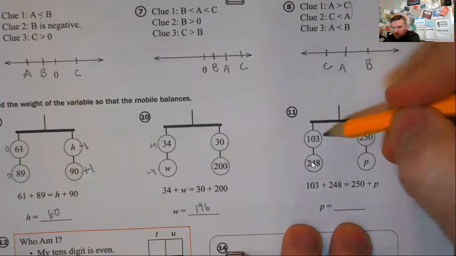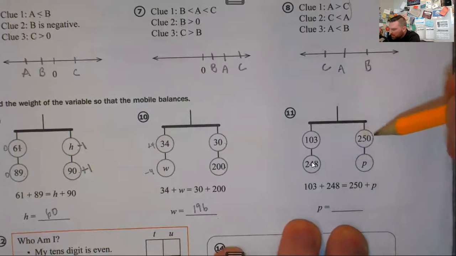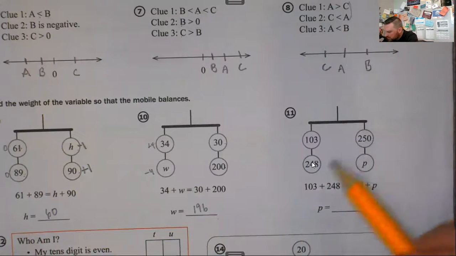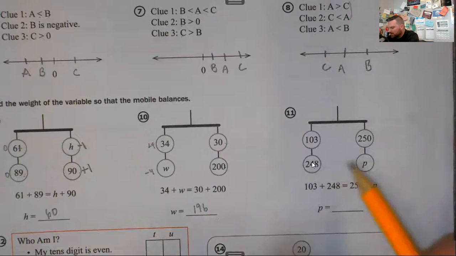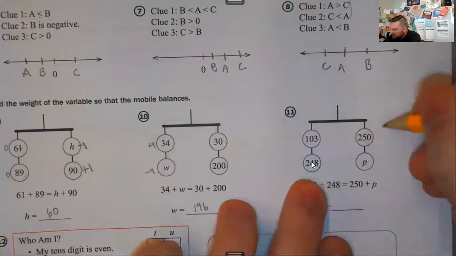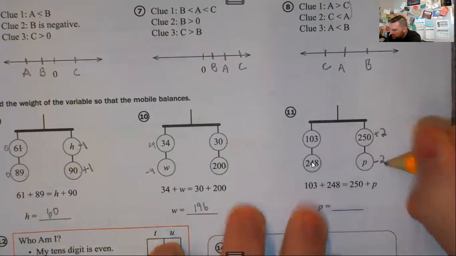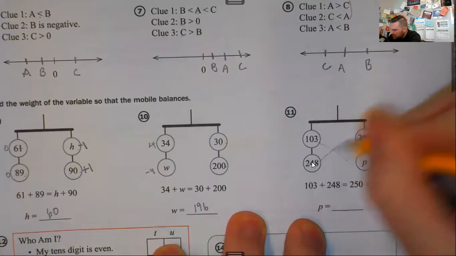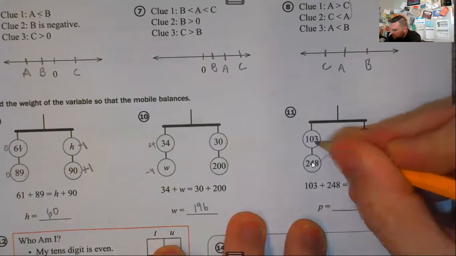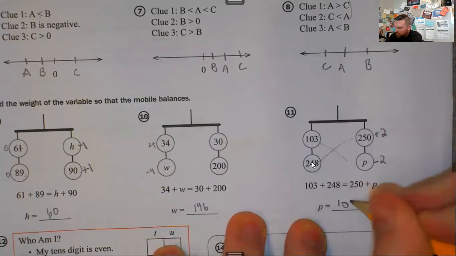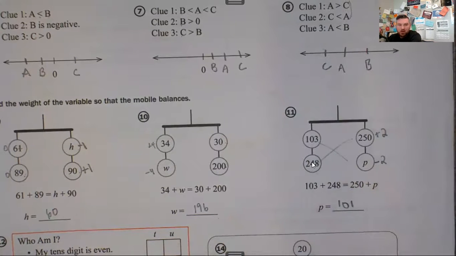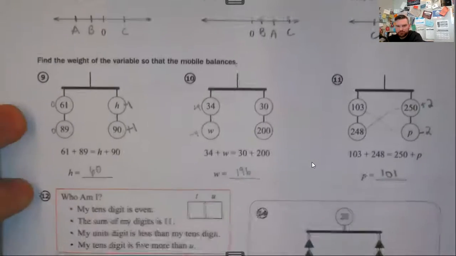All right, 103, 250, and 248. Okay, so they kind of flip-flop it here. That's okay. So this one is plus 2. So this one will be minus 2 from 100. So they kind of crisscross here. So 103 minus 2 is 101 for those to balance out. Our goal here is to do that without having to do a bunch of math.